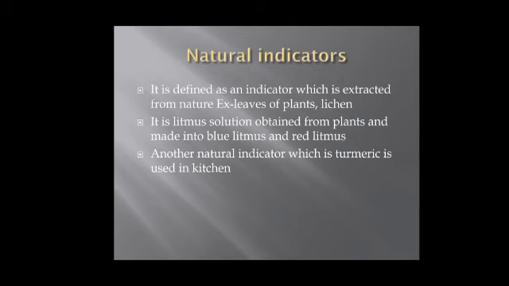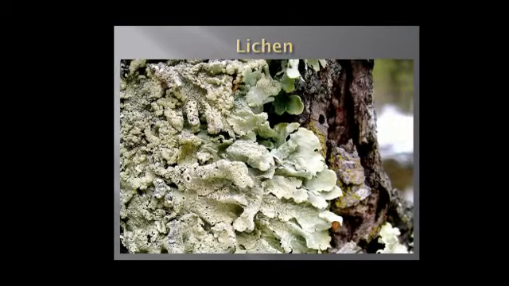Now let's see how lichen looks. This is the image you can see, students. It's a lichen. You know, lichen is a fungus and it belongs to the division Thallophyta. It is commonly used as an indicator. When the litmus solution is neither acidic nor basic, its color is purple. It means litmus is extracted from the plant lichen, which is a natural indicator.